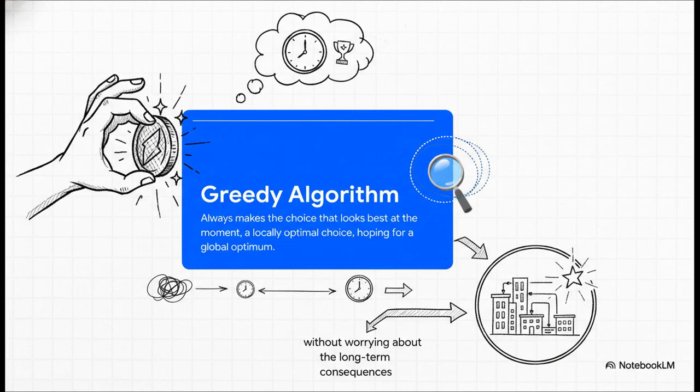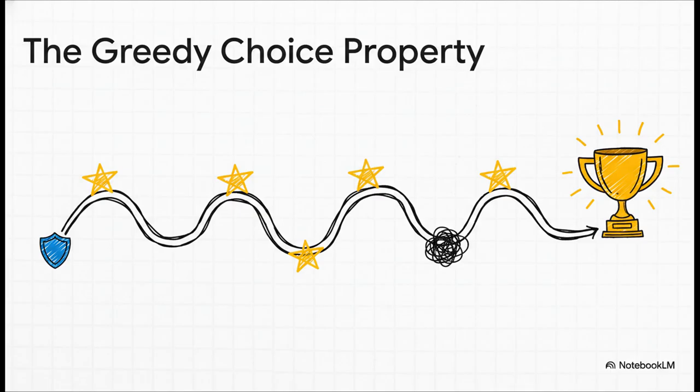At every single step, it just greedily grabs the option that looks best right now, without worrying at all about the future. For our workshop problem, the locally optimal choice, the best one right now, was the one that finished first, and it just so happened that it led to a globally optimal solution, the most workshops possible. And this right here, this is the secret sauce. It's a concept called the greedy choice property.